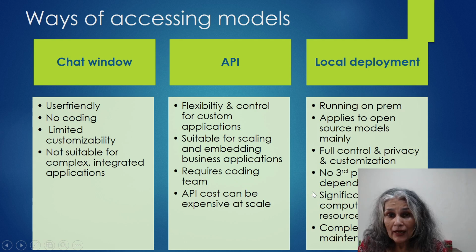I might also add that the API option can be used by both open source models as well as closed source models. Local deployment typically tends to be more geared towards open source models. The chat window option is primarily a closed source option. However, if you have a little bit of programming capabilities, you can definitely use an open source model and carry out a chat as well.